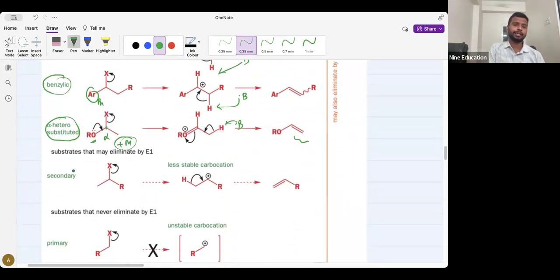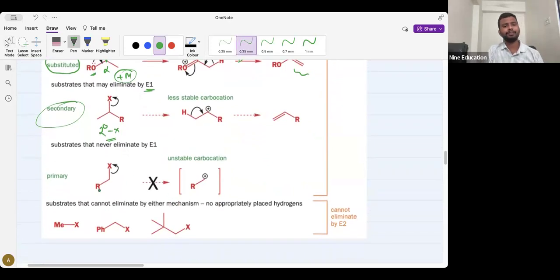Third one, see, if you have a secondary, if you have a 2 degree alkyl halide, so the substrate can go by E1 or E2 both. So basically, depending upon solvent and other conditions, you can do E1 and E2 both. So let's say here a carbocation is made, this is a 2 degree carbocation, now this is made by E1 elimination here.